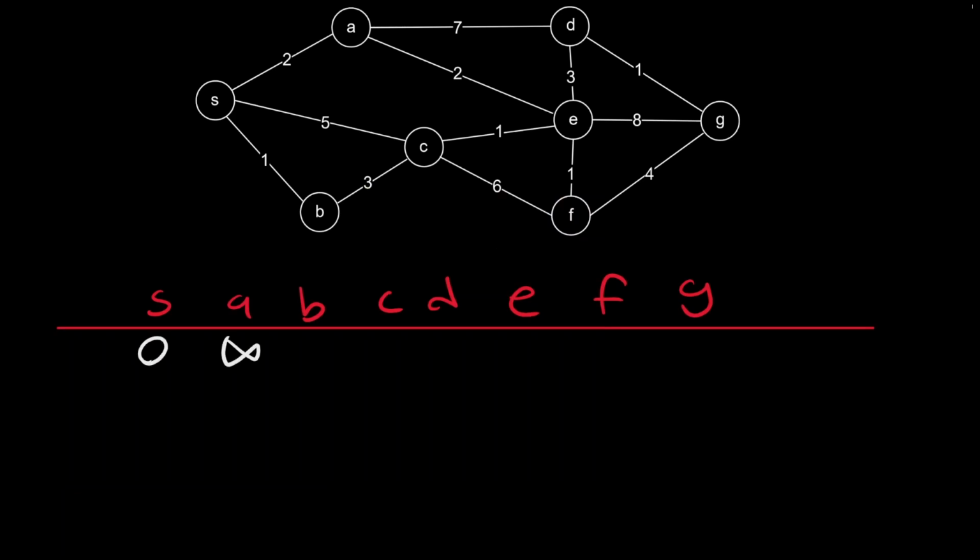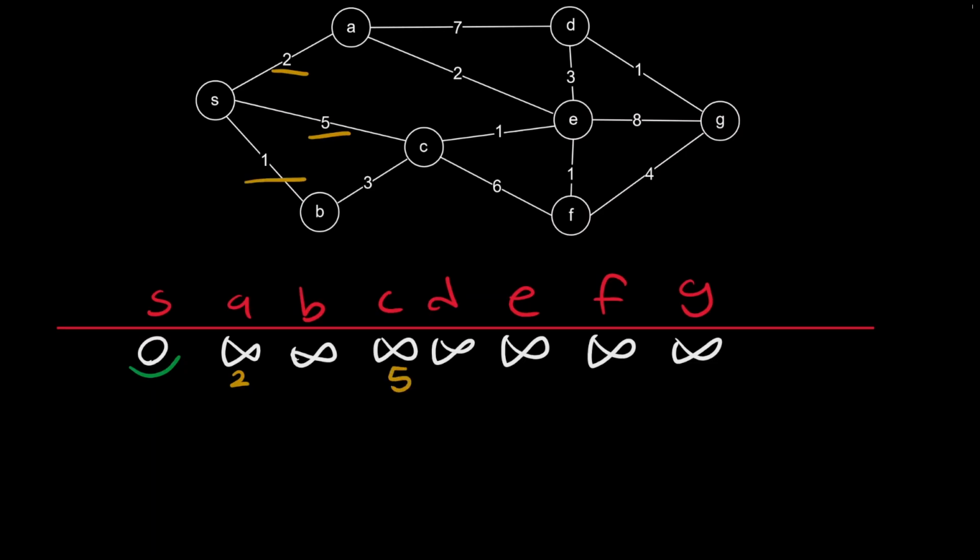First we start with S being 0, and everything else is going to be infinity. We first evaluate S, as it's the first thing on our priority queue, and we're going to look out from S. We see that A is 2, so we put down 2. We see this connection 5 to C, so C is now 5. We see this S connection to B, and B is now going to be 1.